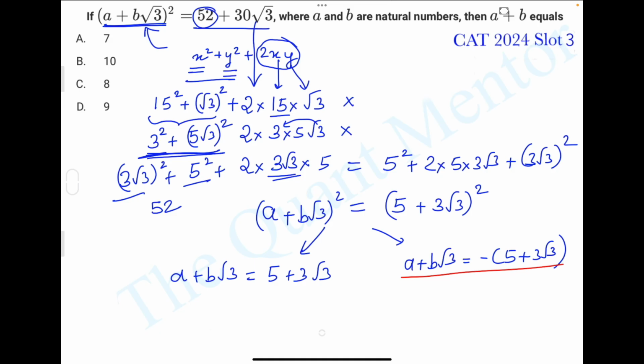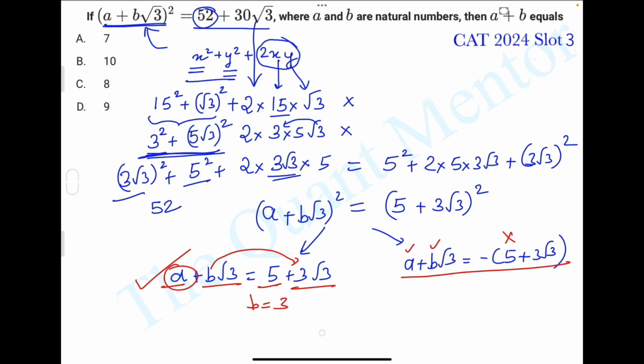But we can ignore this possibility because in that case, a and b would not come out to be natural numbers. Natural numbers have to be positive. So I have to only focus on this particular condition. a + b√3 is 5 + 3√3. By comparison, b√3 must be 3√3. So b is equal to 3, and similarly a should be equal to 5.